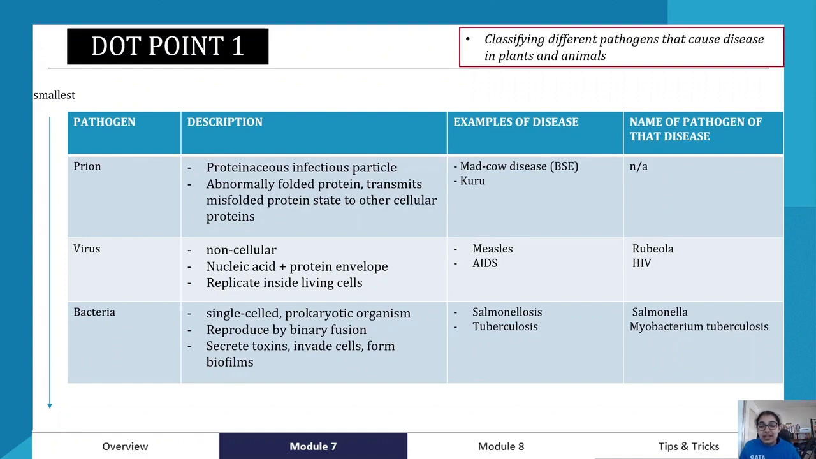So bacteria is the next one. This is in terms of smallest to largest, going up, so bacteria is the next biggest. They're single-celled, they're prokaryotic, and they reproduce by binary fission. This links back to module 5, so you should know what the process is. They secrete toxins, invade cells, and also form biofilms. Salmonella causes salmonellosis. Mycobacterium tuberculosis causes TB, tuberculosis.